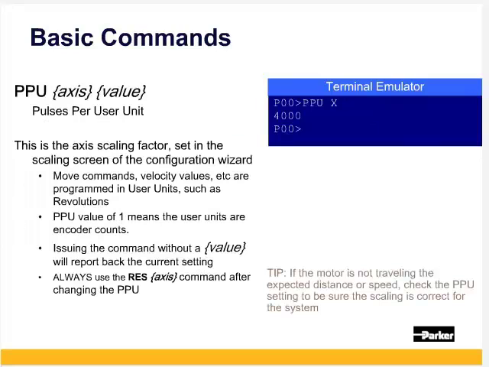PPU is the pulses per user unit. This is the axis scaling factor set in the scaling screen of the configuration wizard. Move commands, velocity values, etc. are all programmed in user units, such as revs for our EPL demo. A PPU value of 1 means the user units are encoder counts. Issuing the command without a value will report back the current setting.